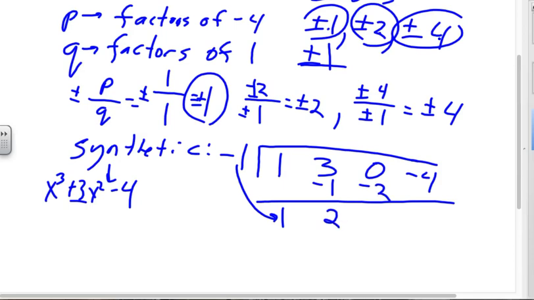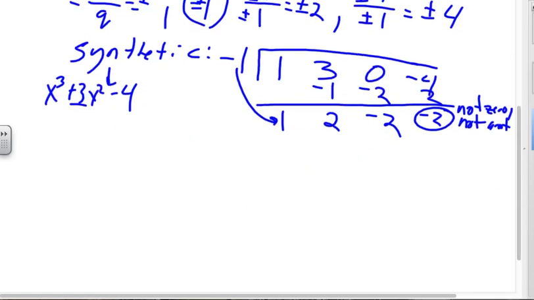Remember, to do synthetic division, you bring the 1 down, multiply, and add them, which gives me 2. Then -1 times 2 gives me -2. Okay, because the remainder is not 0, it's not a root. So -1 did not work. So the next thing to do then is to go on to 1. That's a nice next step.